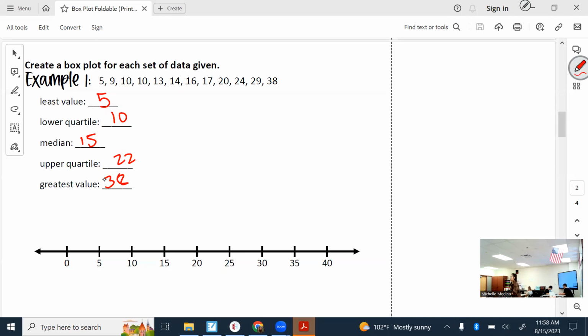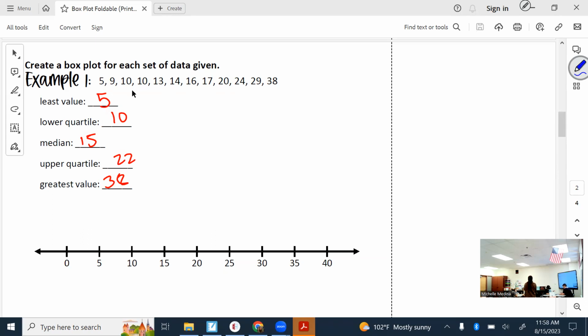Okay, let's see. On my key, it says that my least value is not 5, although maybe it's just printed differently, because on my screen right now, it looks like it is 5. So sorry, maybe I have to fix the key. Yeah, the least value is 5. Lower quartile is 10, median is 15, upper quartile is 22, and the greatest is 38. So that is all right. Anyone need more help on figuring out any of that?